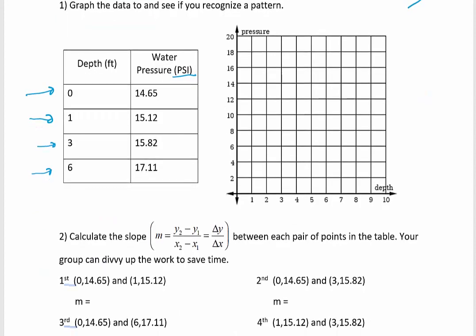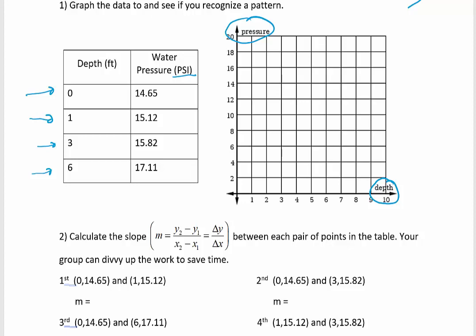The first thing we want to do now is graph this data. So let's see, it's already organized for us. So our depth we want down here on the bottom because that is independent. The pressure that we experience depends on the depth. So that's why pressure is over here on the left side. Our independent variable, remember, always goes on the bottom.